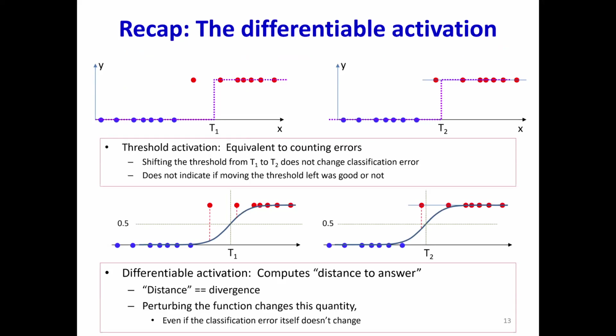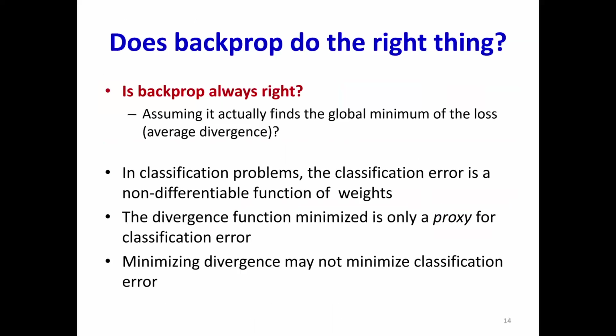But what we did was to compute a proxy for this error by changing the activation function to something differentiable, and changing the error to also be something differentiable. And this has some consequences. So let's go back and look at the problem of classification. In classification problems, the classification error is a non-differentiable function of the weights. And so the divergence function that we minimize is only a proxy for the classification error. And minimizing the divergence may not minimize the classification error.